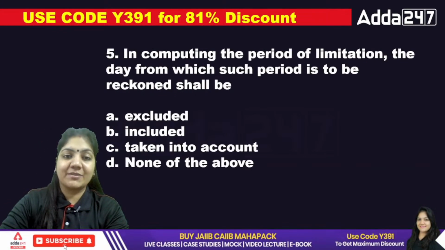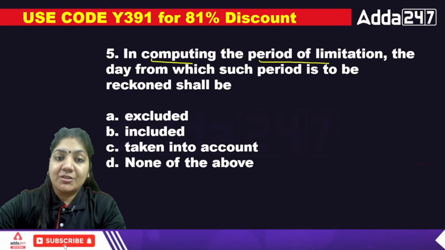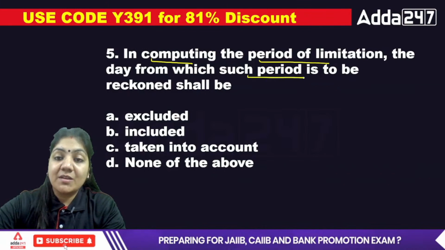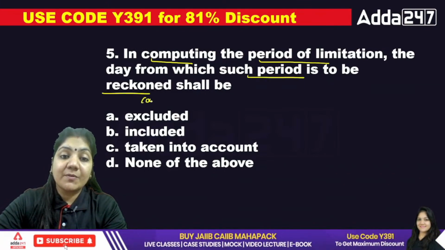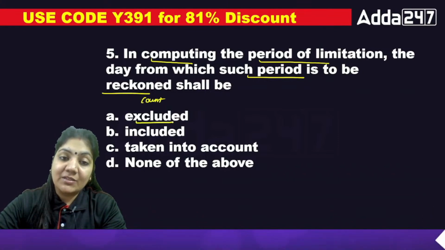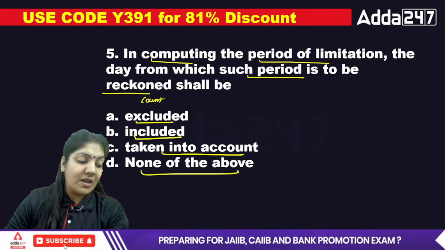Okay, cool. Next. In computing the period of limitation, the day on which such period is to be reckoned, that is, to be counted, shall be excluded, included, taken into account, or none of the above. Fifth one.